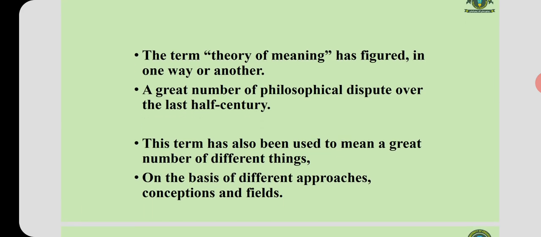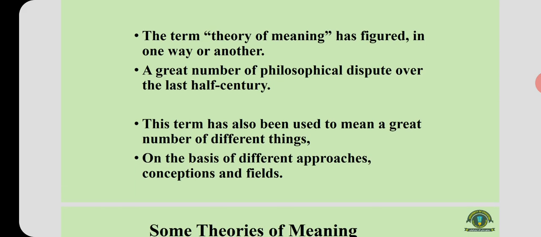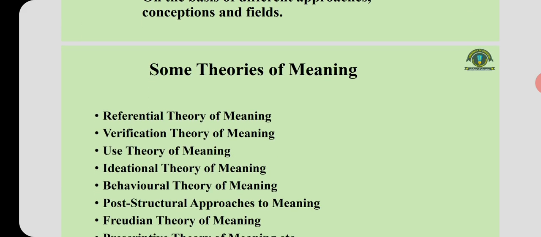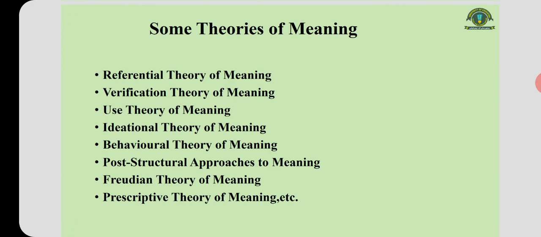A great number of philosophical disputes over the last half century have been there regarding the theory of meaning, either from the positive side or from the negative side. Also, this term has been used to mean a great number of different things on the basis of different approaches, conceptions, and fields. We have defined a number of definitions of theories of meaning. Here in today's lecture, we will discuss some given theories.